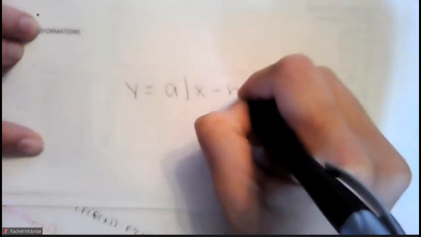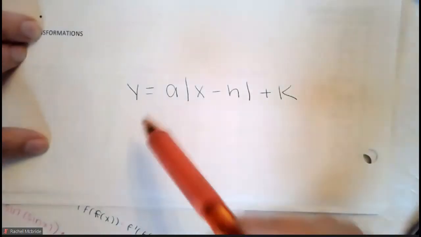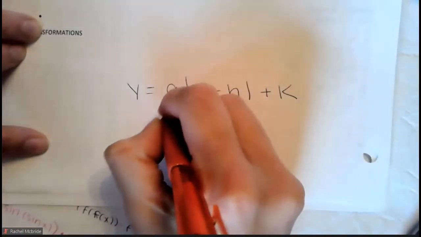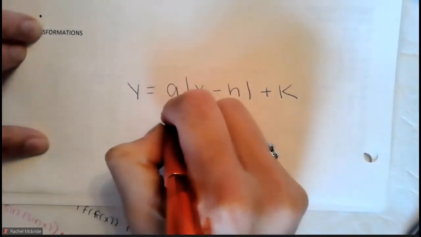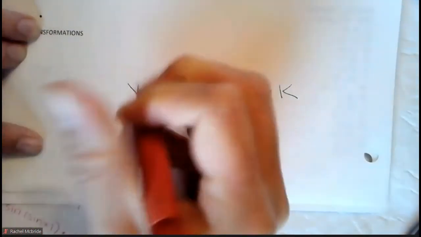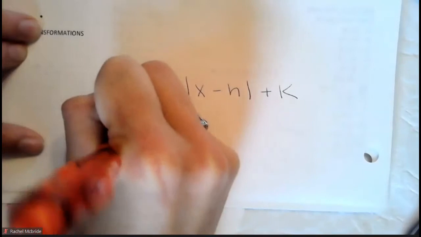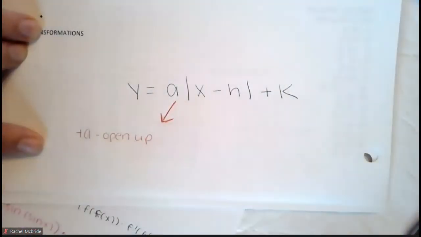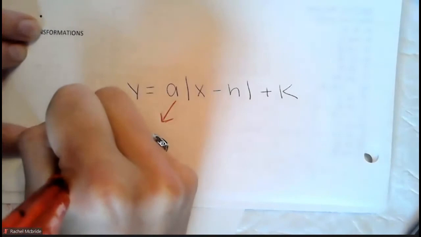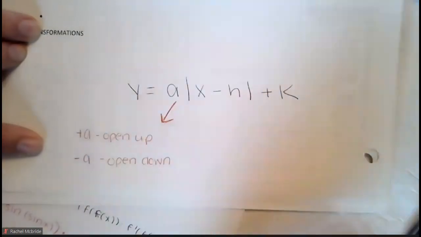So you should have y equals a absolute value of x minus h plus k, and we're going to talk about what each of those means. So the a value tells me quite a few things. A positive a value means that my graph is going to open up. A negative a value tells me that my graph is going to open down.